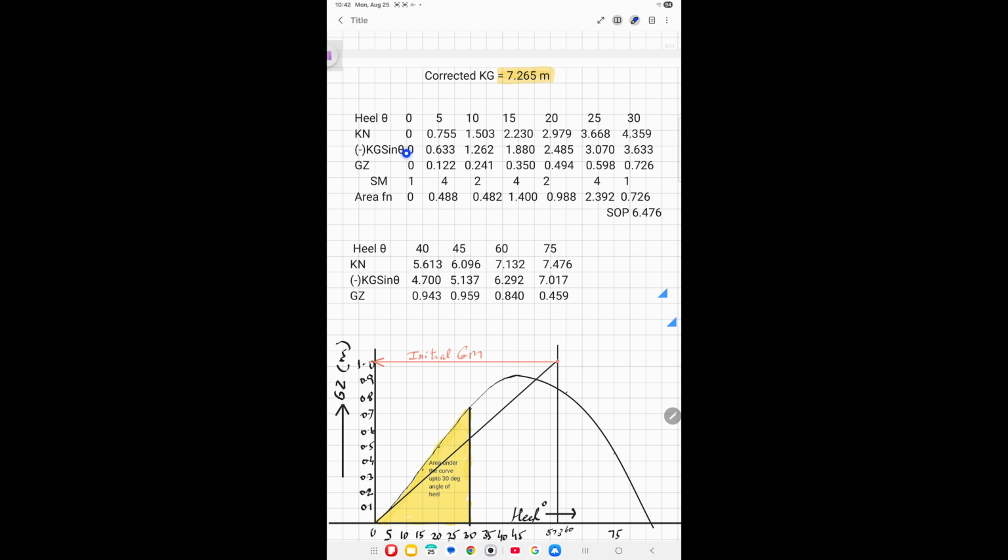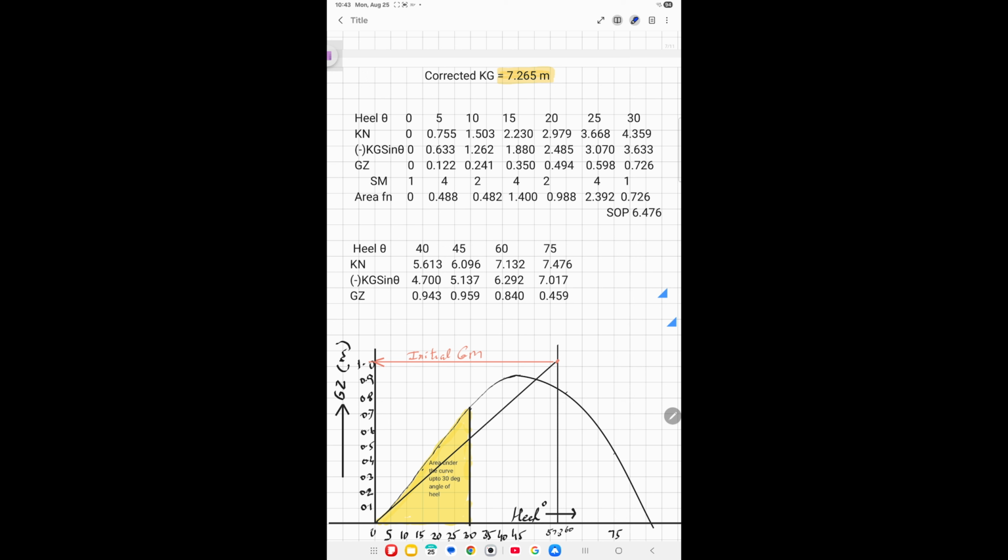Then we subtract KG sine theta: Kn minus KG sine theta. And once again reminding that KG must be the one corrected for FSE. This corrected KG is 7.265 meter. After adding FSE, I get corrected KG. This KG I must use here. So these are the values for KG sine theta. Subtract Kn minus KG sine theta and I get GZ.